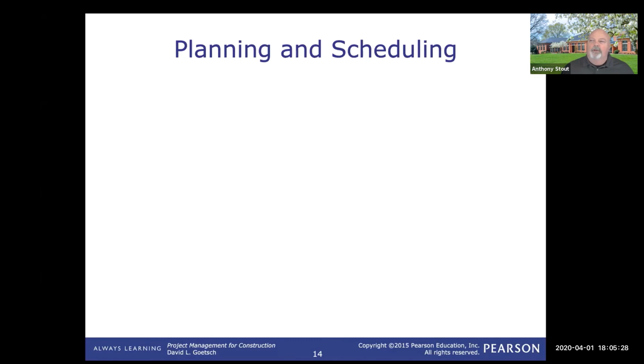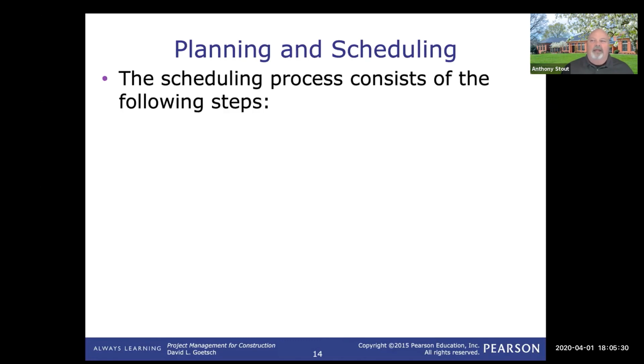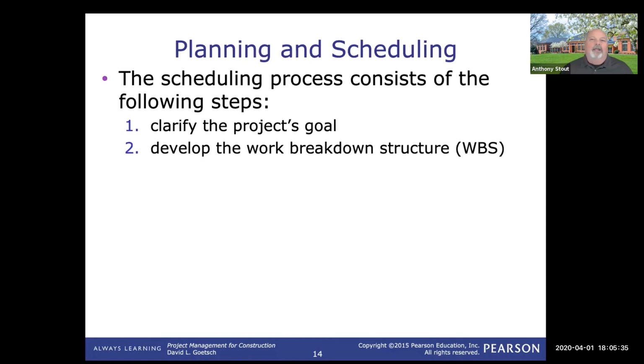All right. When we talk about scheduling, the process, we're going to look at clarifying the goal. What is it we're actually going to do? We're going to look at a WBS, a work breakdown structure. And I want you to think of that in terms of just like an outline if you were writing a paper. You have the Roman numeral 1, and then you have a 1 below that, and then you have a capital A and a 1 with parentheses below that. So there's different levels that we'll talk about, and we'll describe that here in a little bit.